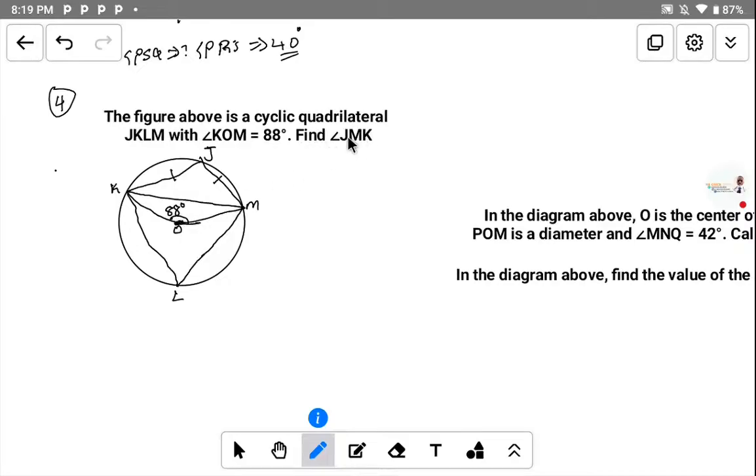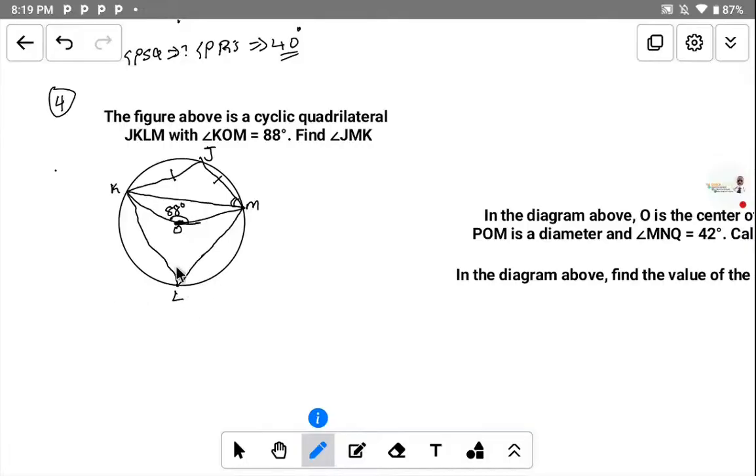Find the angle JMK. Where do we locate our JMK? Now they want us to find the angle JMK, so we look at this angle M here. That is what we're told to find. Now, how do we attempt to solve this question?